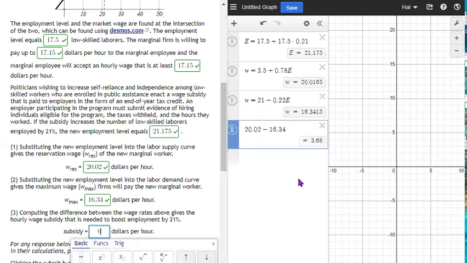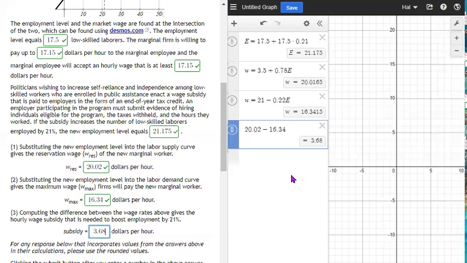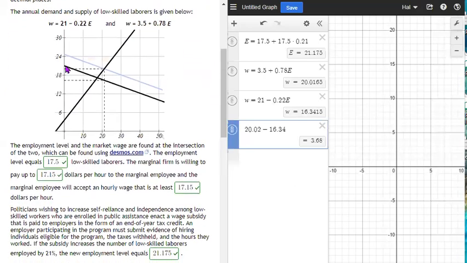So the government is giving the firms $3.68 for every hour an employee in the program has worked, right? They give them $3.68 per hour, right? So that's the height of these two dashed lines, right? That's the height of these two dashed lines.